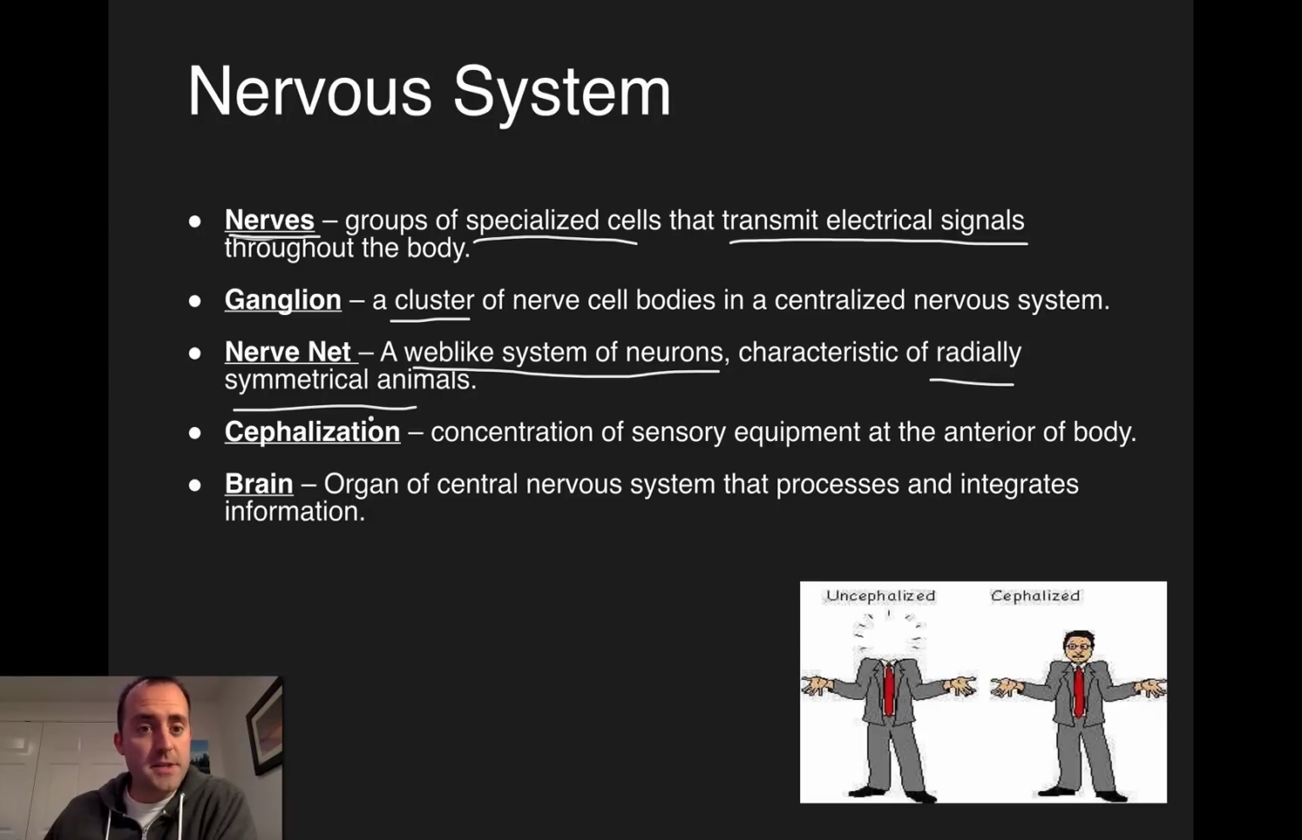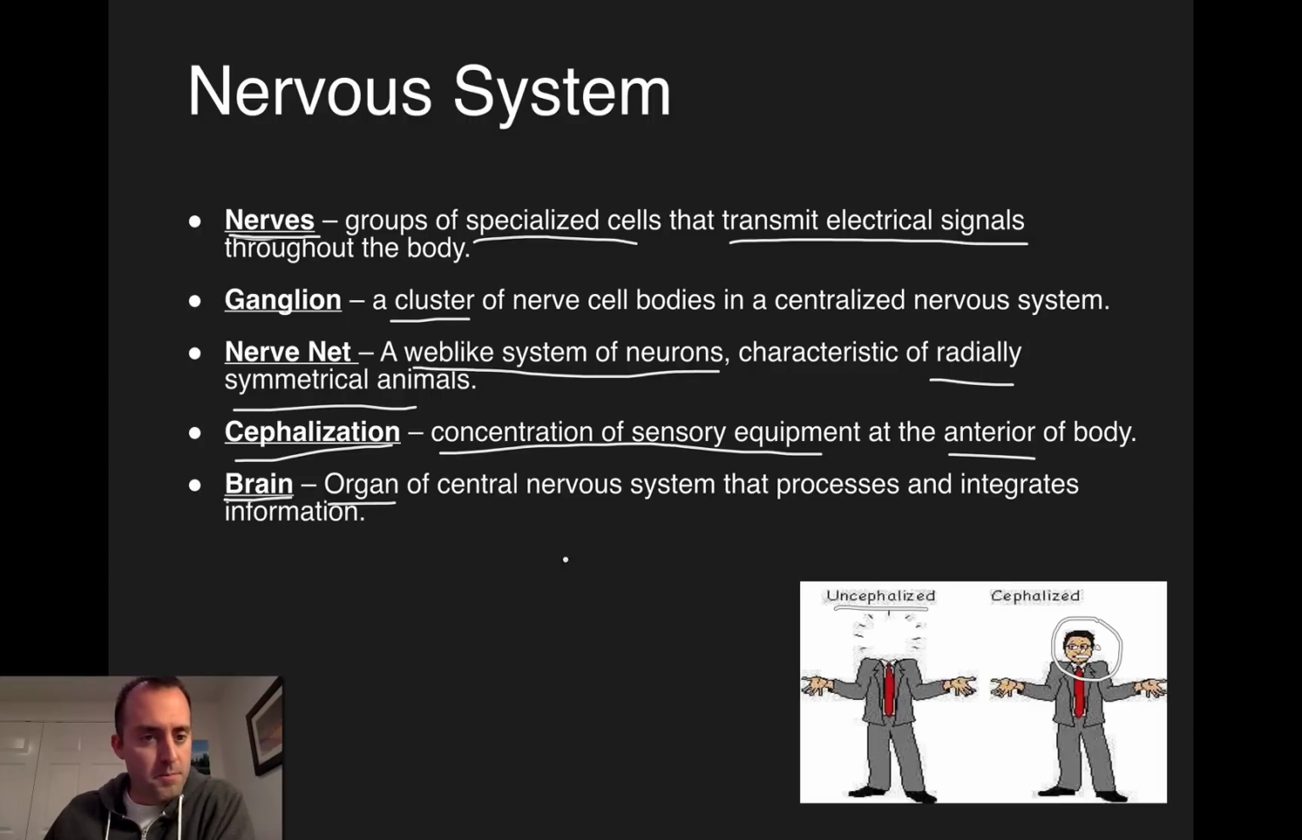Now, organisms like us, the more complex organisms, have what's called cephalization. We mentioned this before. It's a concentration of sensory equipment at the anterior part of the body, in this case our head. So this would be an uncephalized person, and this would be a cephalized person. You think of cephalization, you think of all of our senses, our sense of sight, smell, taste, and hearing, all closely concentrated at one end, which is also very close to our brain.